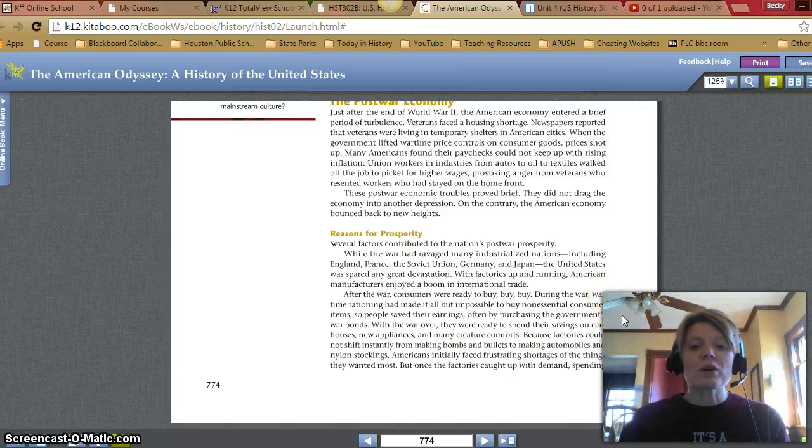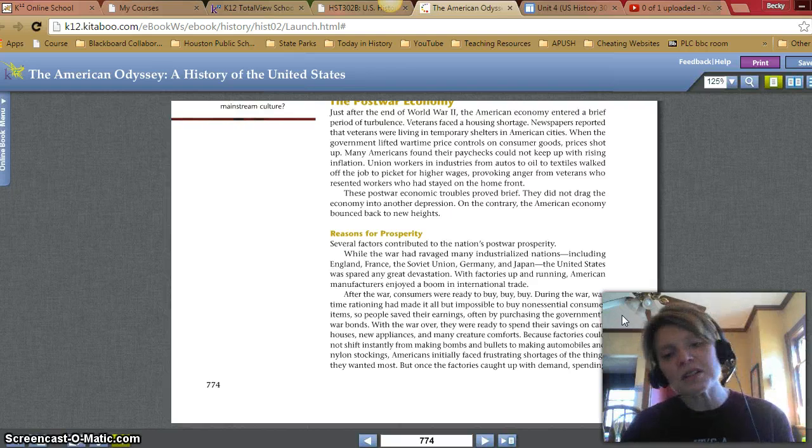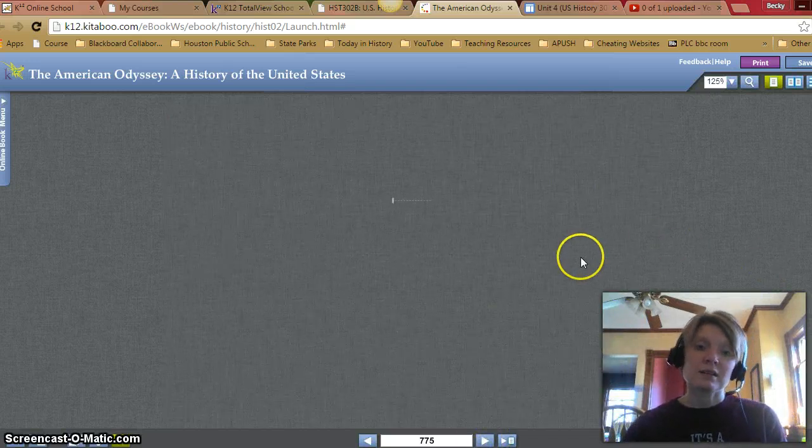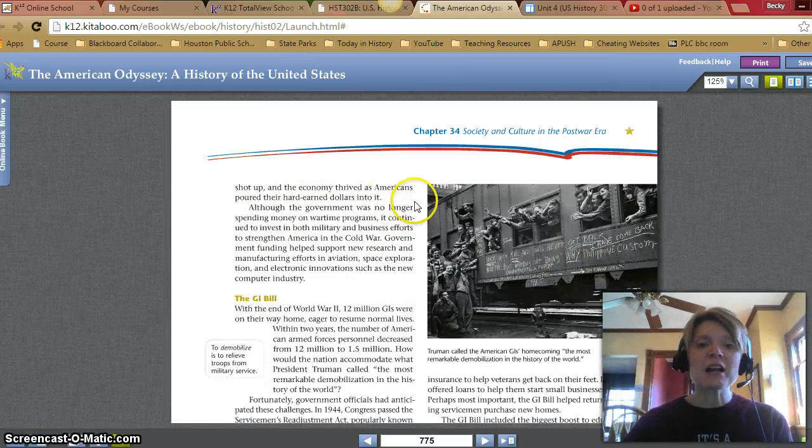During the war, wartime rationing had made it all but impossible to buy non-essential consumer items, so people saved their earnings, often by purchasing the government's war bonds. With the war over, they were ready to spend their savings on cars, houses, new appliances, and many creature comforts. Because factories could not shift instantly from making bombs and bullets to making automobiles and nylon stockings, Americans initially faced frustrating shortages of the things they wanted most. But once the factories caught up with demand, spending shot up and the economy thrived as Americans poured their hard-earned dollars into it.